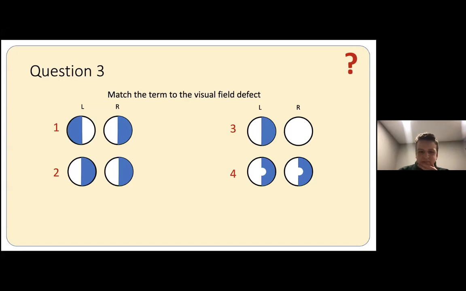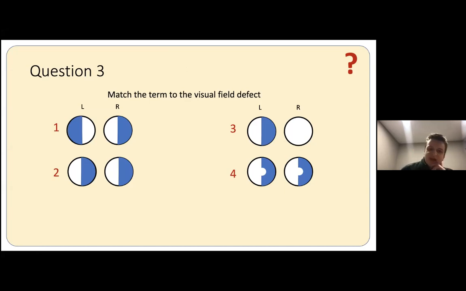Excellent. Yep, left nasal hemianopia. For those that are not familiar with these, if the vision is lost on the nasal side, it's nasal. If it's the outer edges of your vision, it's temporal. Yeah, brilliant. Okay, and number 4.